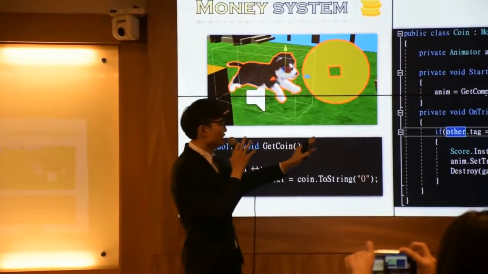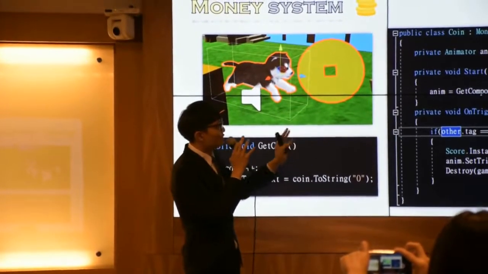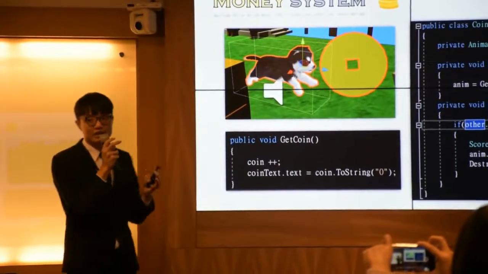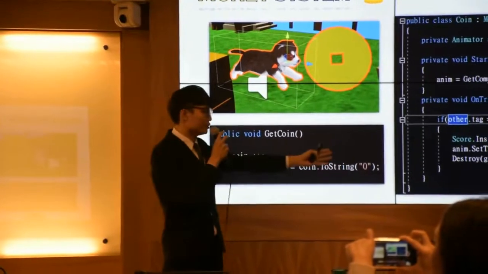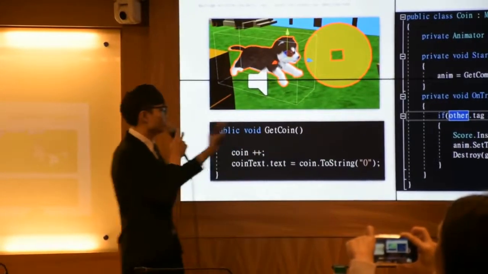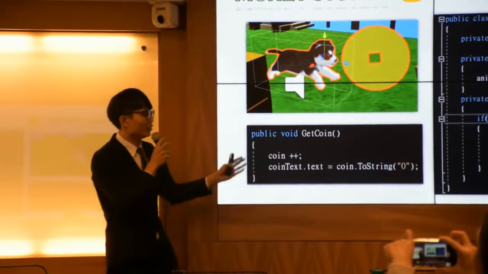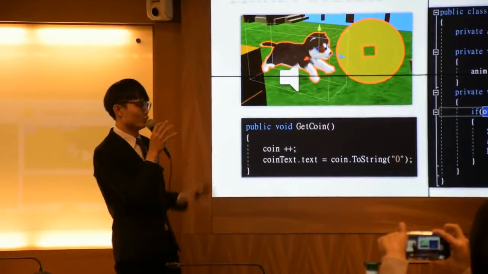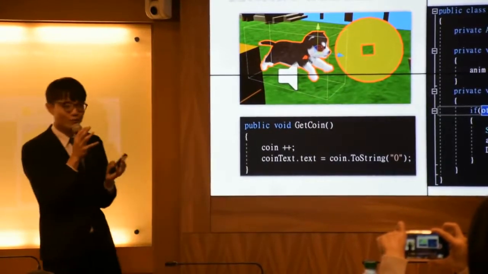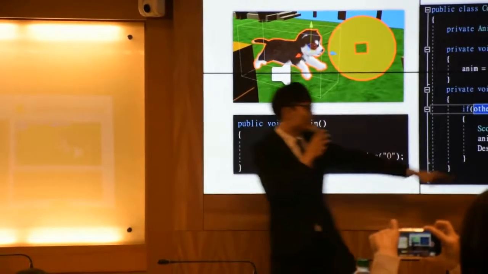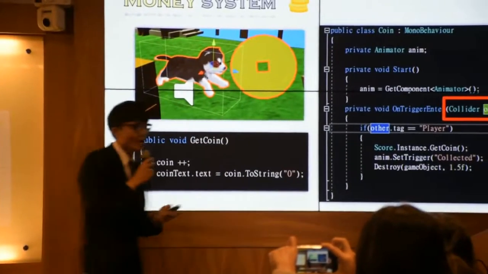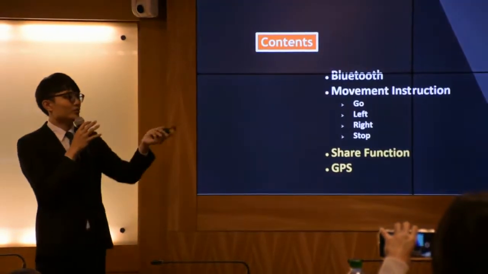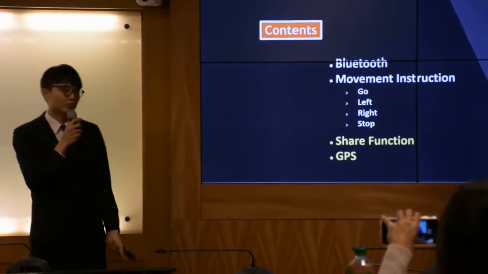So we wrote a script: if the other tag matches player, and in our game the dog is the player, he will do this command. He will first call a getCoin function to update the coin value, and also trigger the collect animation and destroy the money in 1.5 seconds. As you can see here, 1.5 seconds. This is what we did in Unity. And now we'll pass to Beth and Joan to do the AI tool.